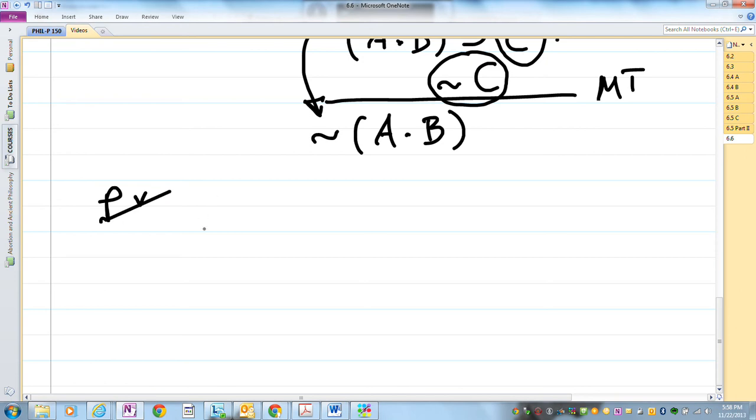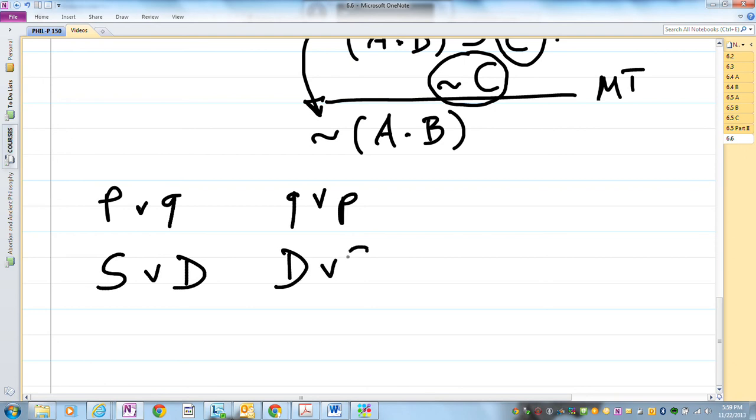Sorry, my screen froze for a second. Let me get rid of that. Okay, anything that has the form P or Q, you can rewrite as Q or P. Think about it. If you go to a restaurant and the waiter says, with your entree, you can have either soup or salad, that is the same as if he had said, you can have either salad or soup. So these are obviously equivalent to each other. S or D and D or S are the same. So you can always flip a disjunction.